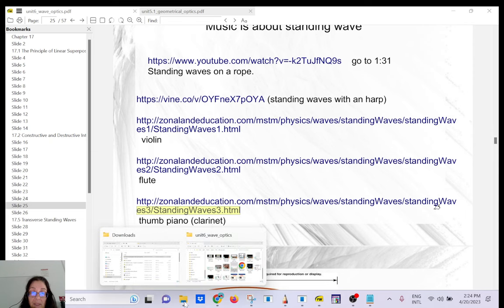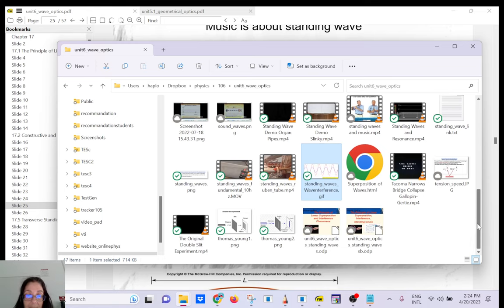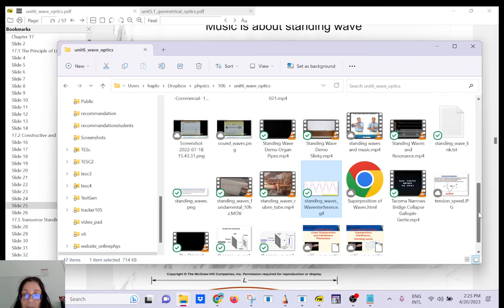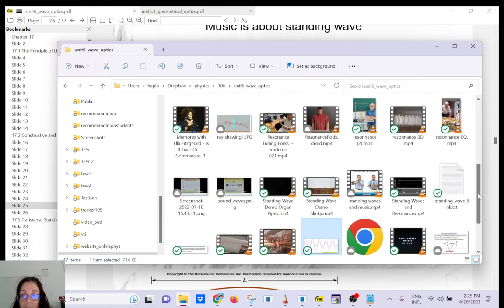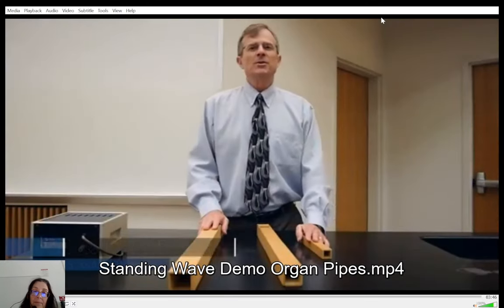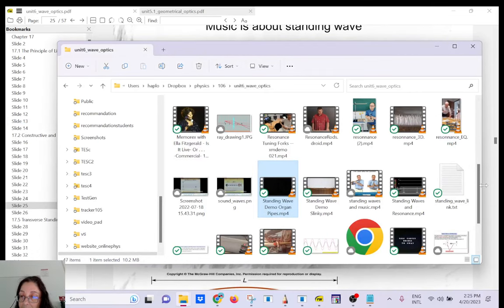So I just have an example here. So sometimes you will do those demonstrations of an organ pipe. Okay, this is a demonstration of an organ pipe. No, but that's the same idea. Here I have moved that.